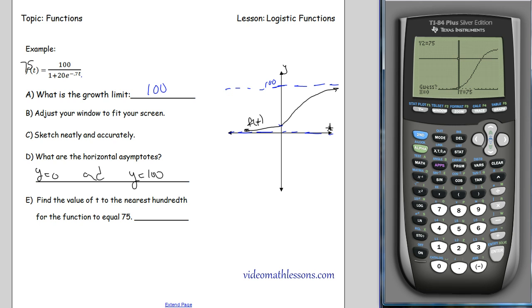And I need to guess. You could even leave it there. They only cross at one spot, but you can move it closer if you wish. That's good enough. Hit enter. And that's the value. So we said find the value to the nearest hundredth, so 2 decimal places. So it's going to be 5.85.